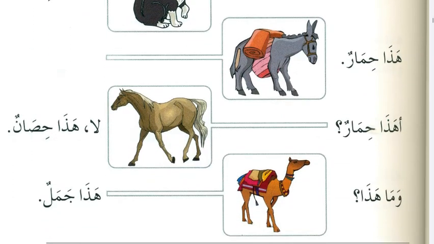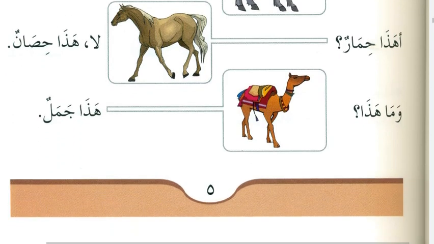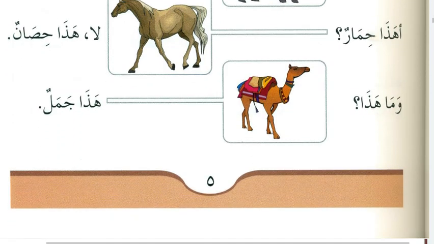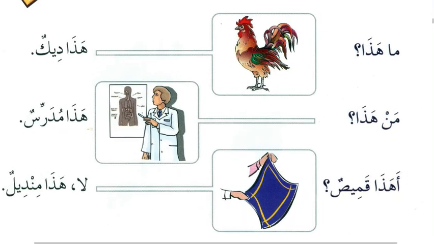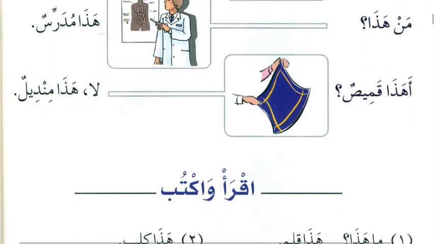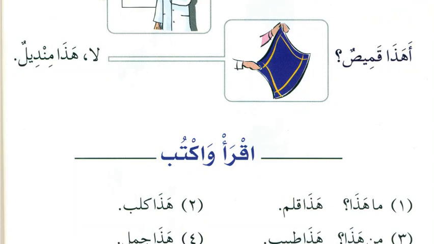Haza himar, this is a donkey. La. Ahaza himar, is this a donkey? La haza hisan. No, this is a horse. Wama haza, and what is this? Haza jamal, this is a camel. Ma haza, what is this? Haza dik, this is a rooster. Man haza, who is this? Haza mudarris, this is a teacher. Ahaza kamis, is this a shirt? La haza mindil, no, this is a handkerchief.